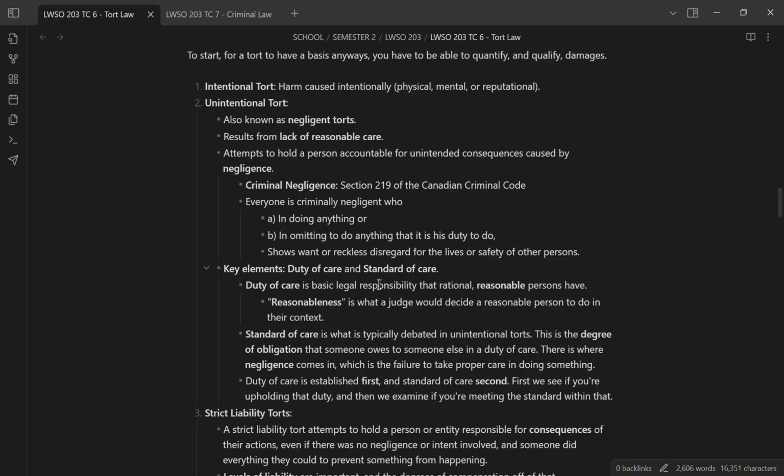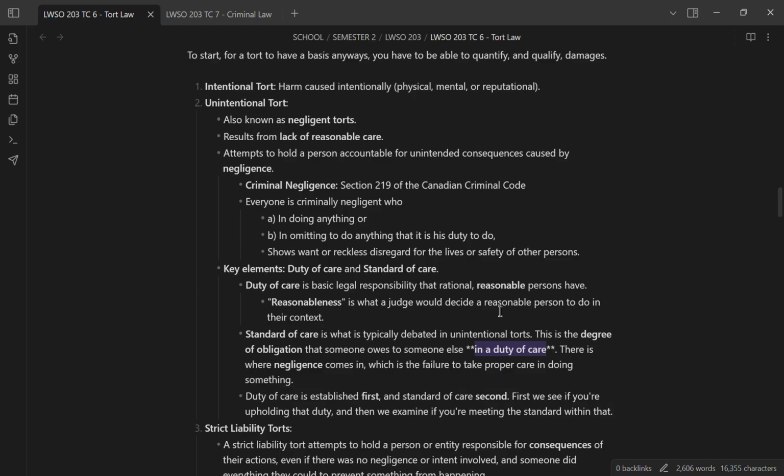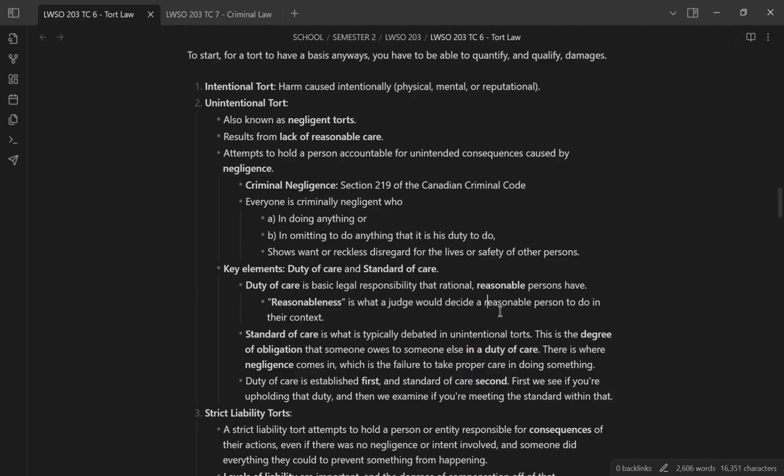Reasonableness is what a judge would decide a reasonable person would do in their context, and this has a key role to play in pretty much all kinds of law or legal cases. Standard of care is the big thing when it comes to negligent or unintentional torts. It's typically the thing that's being debated. This is the degree of obligation that someone owes to someone else in a duty of care. Again, this is where negligence comes in, which is the failure to take proper care in doing something, resulting in consequences. So, for example, in Calgary, based on the law, my duty of care is to shovel my sidewalk when it's snowing.